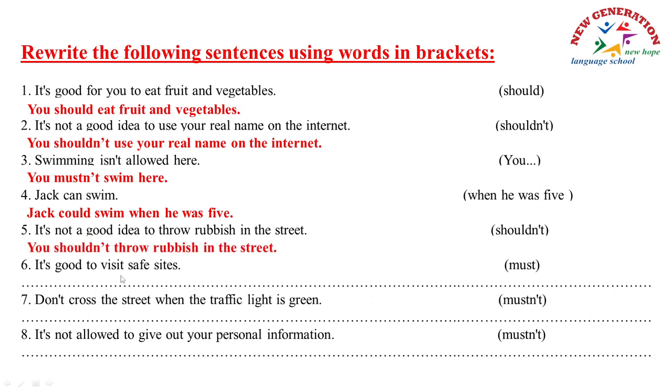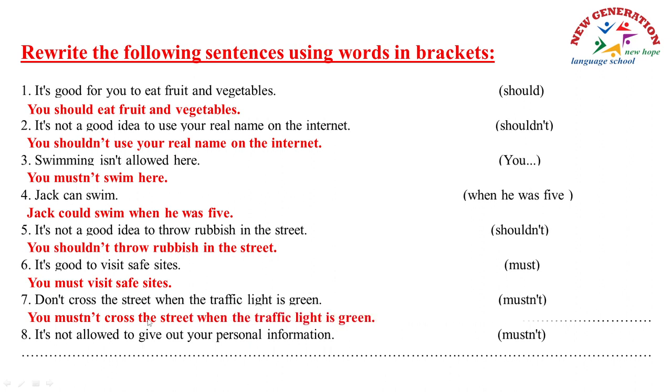It's good to visit safe sites. Now it's a kind of advice, but it's a strong one, so we use must instead of should or ought to. You must visit safe sites. Don't cross the street when the traffic light is green. Here is a law or a rule, so use mustn't. You mustn't cross the street when the traffic light is green.